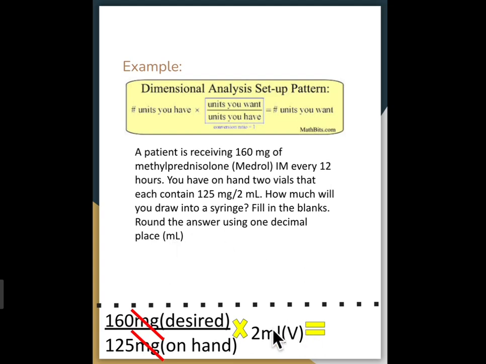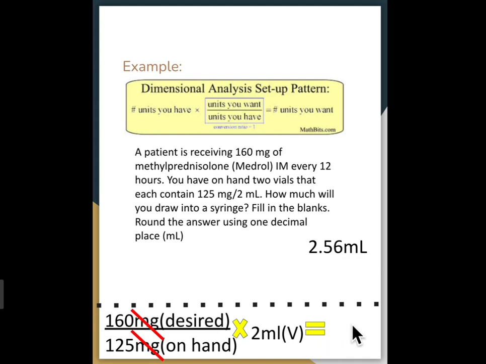So good. We have canceled to the point where we've gotten to the units we want. Now all we have to do is the math. Multiply straight across all the numerators and then divide by all the denominators. So you'll get 160 times 2 divided by 125 milligrams, which will give you a 2.56 milliliter answer.